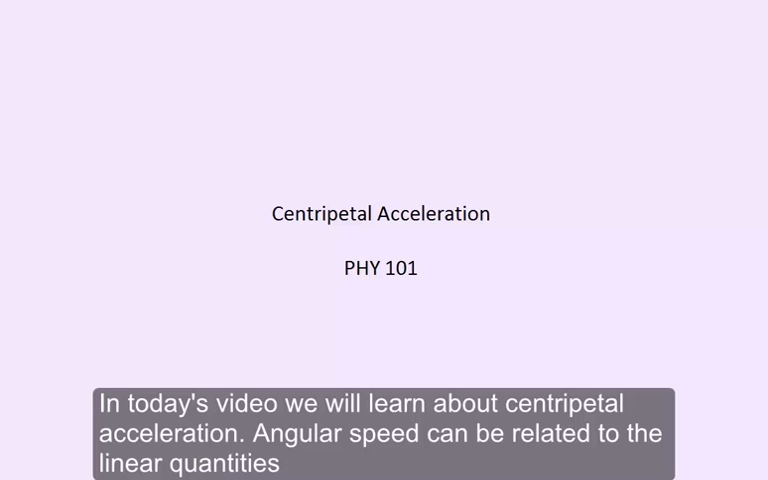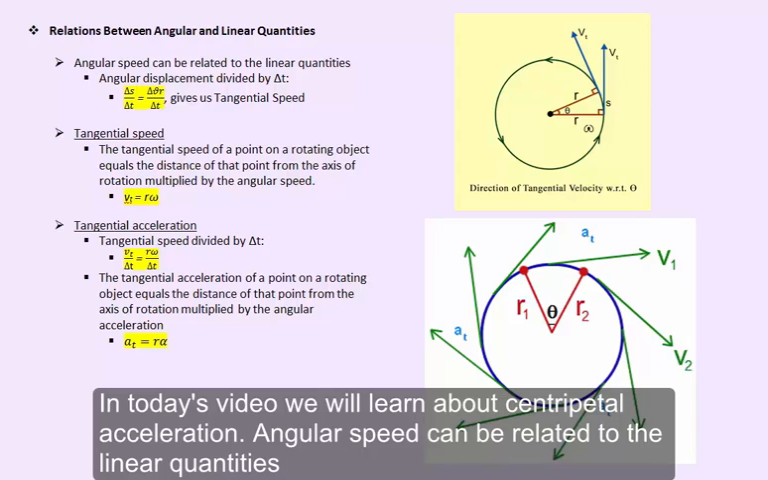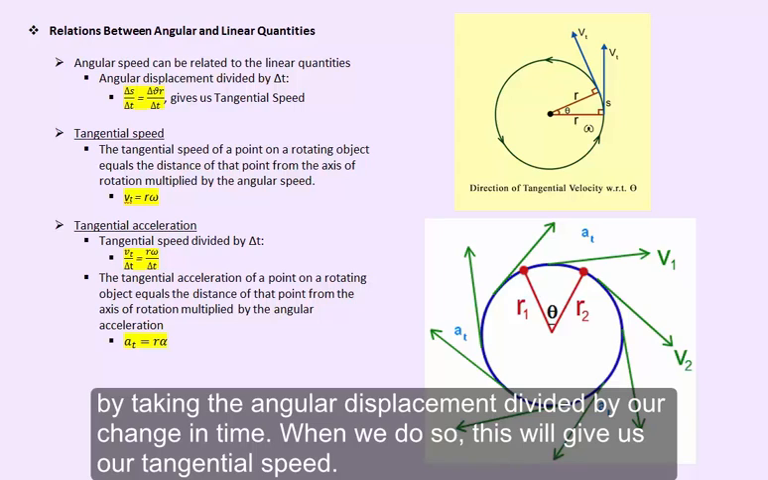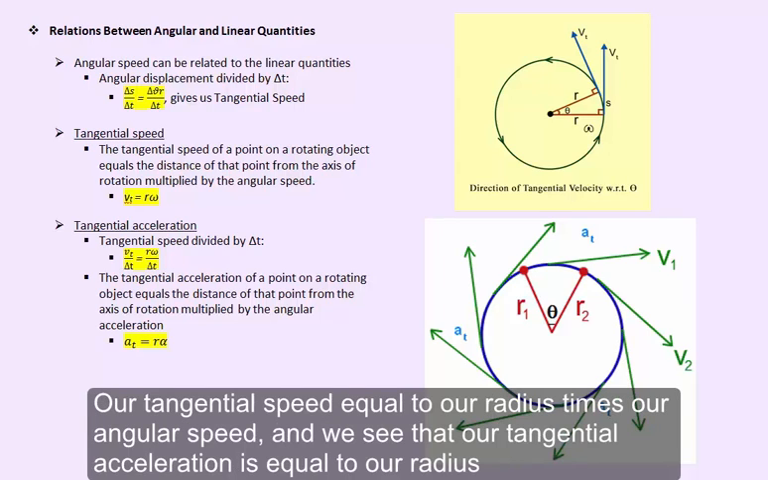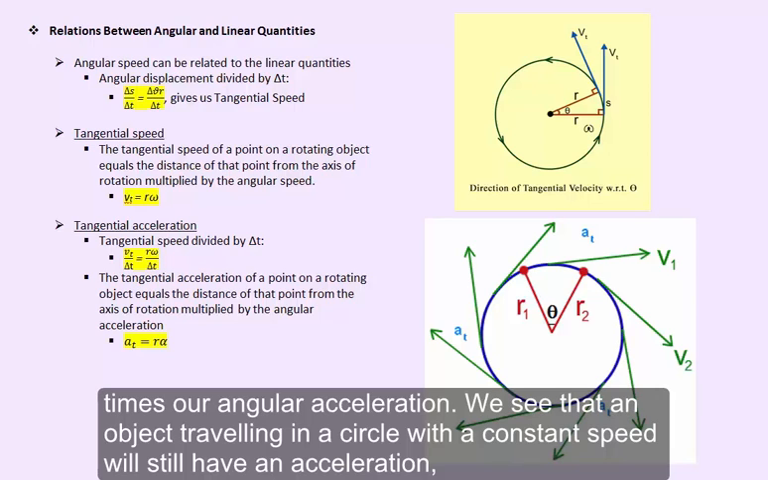In today's video, we will learn about centripetal acceleration. Angular speed can be related to the linear quantities by taking the angular displacement divided by our change in time. When we do so, this will give us our tangential speed. Our tangential speed is equal to our radius times our angular speed. And we see that our tangential acceleration is equal to our radius times our angular acceleration.